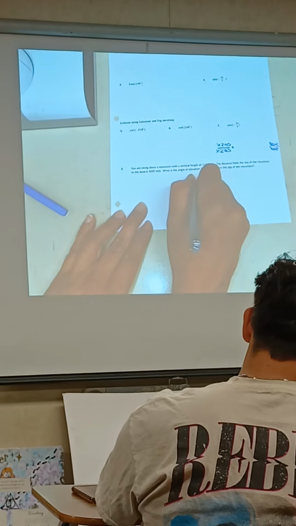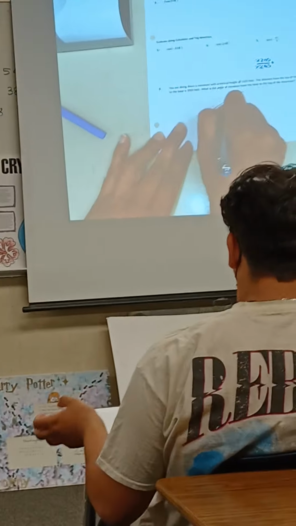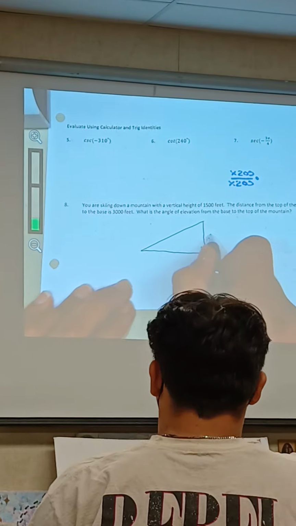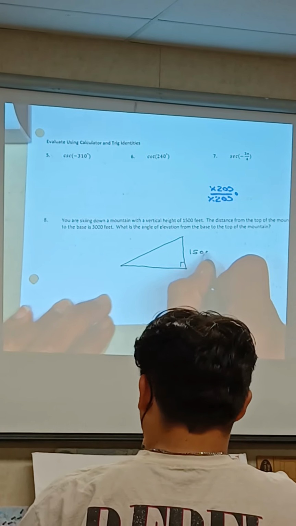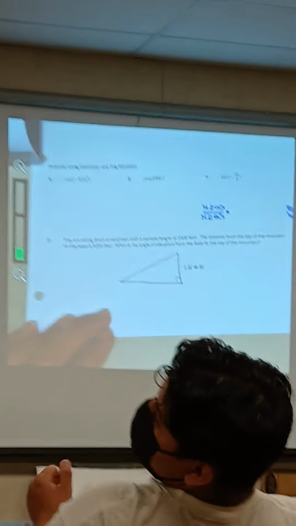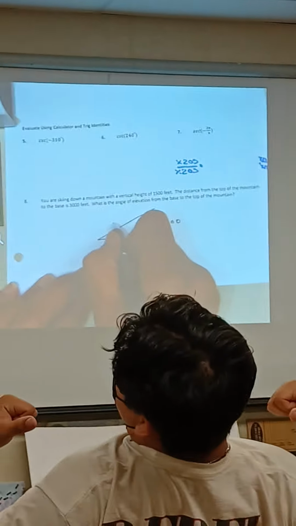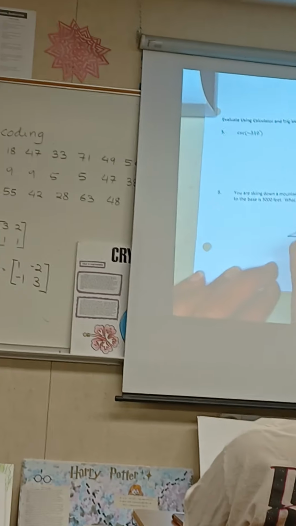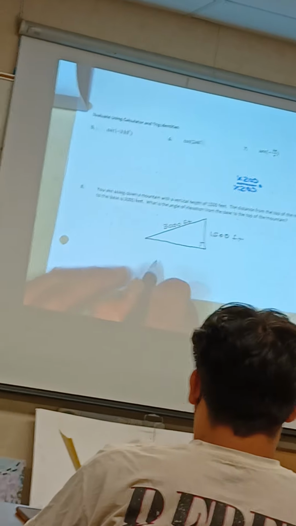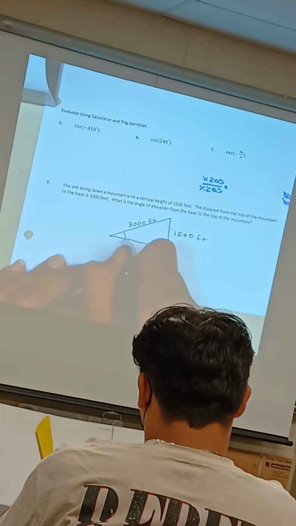Okay, let me do this real quick. Number 8. On the same point. Okay, it says you're skiing down the mountain with a vertical height of 1500 and the base. The distance from top of the mountain to the base is 3000. What is the angle of elevation from the base to the top of the mountain?